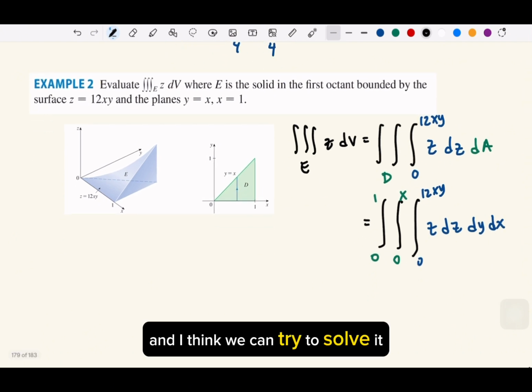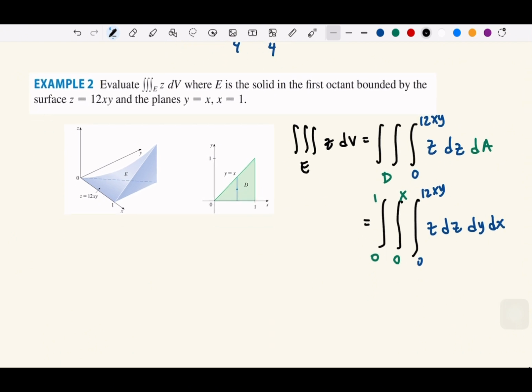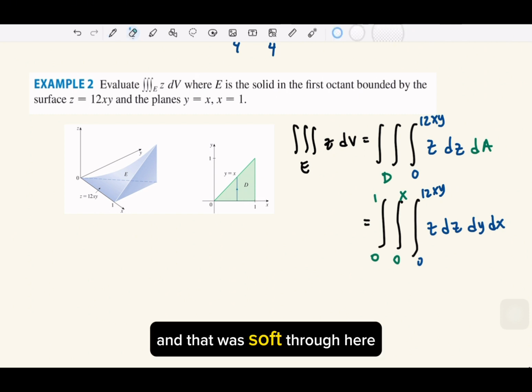And I think we can try to solve it now. Maybe I will solve through here.